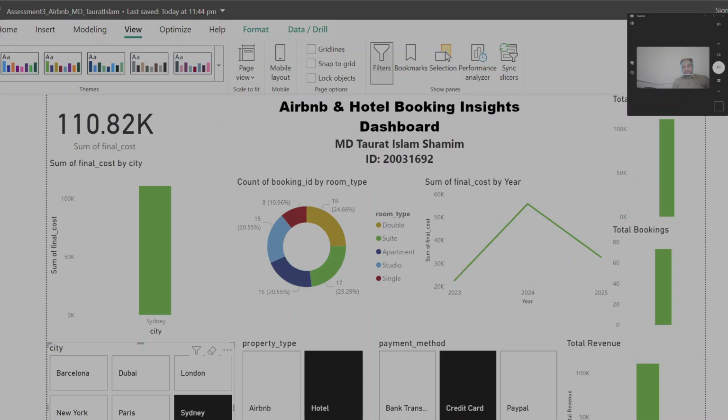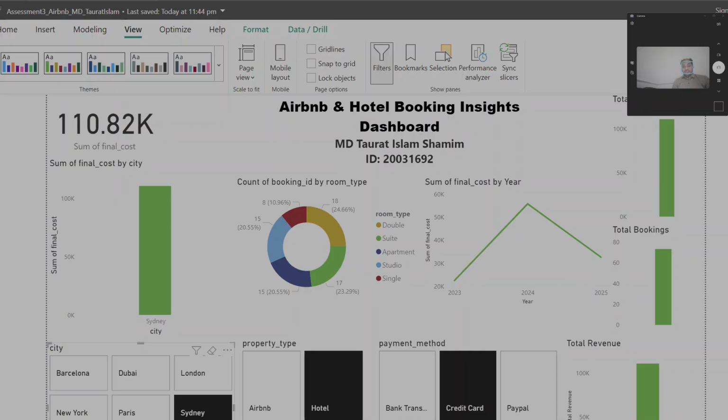KPI cards. The first things to notice are the KPI cards on the right side. The total revenue KPI shows the total money earned from bookings, and the total bookings KPI shows how many bookings were made overall. And the revenue per booking KPI shows on average how much money each booking brings in. These three numbers give us a quick overview. If a manager only had 10 seconds to see the dashboard, these KPIs would already tell them the main story.